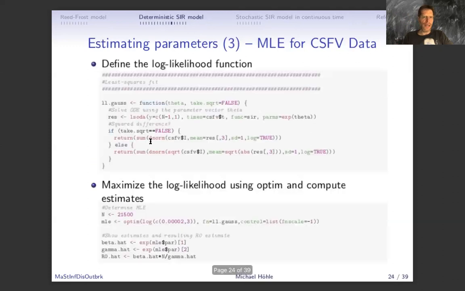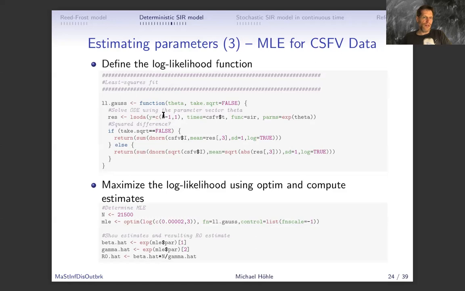So this we already had. This would be one way to do the log likelihood function. I'm just taking the simple case here. This is the solving function from before, that's lsoda, which is a function to solve ODEs. You give it the initial value, the times, the function which contains the derivatives, and the parameters, as we just saw before.